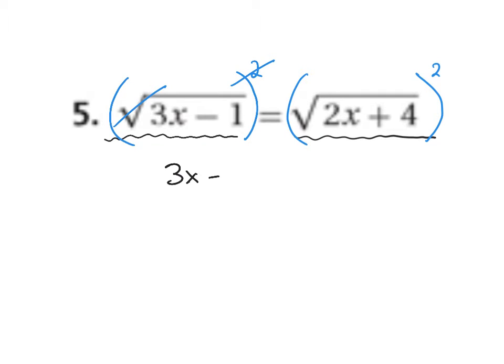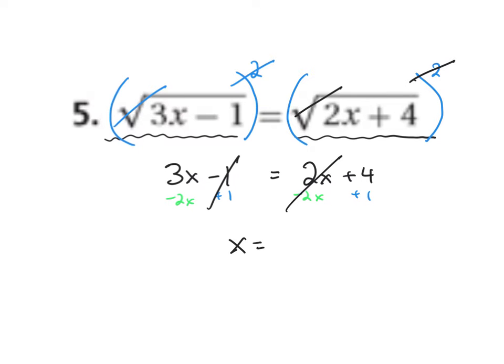So we get 3x minus 1 is equal to, the square and the square root cancel, 2x plus 4. Now we're back to our generic, right? So subtract 2x from both sides. And in the same vein, let's go ahead and add 1 to both sides. That way I'm just knocking these both out together. So I'm going to get what? X is equal to 5.